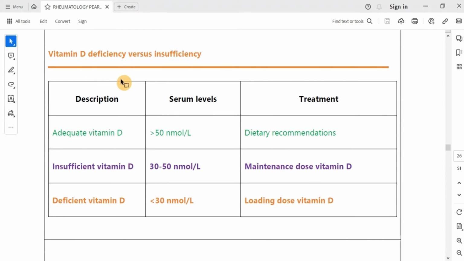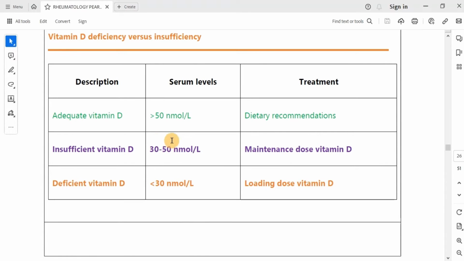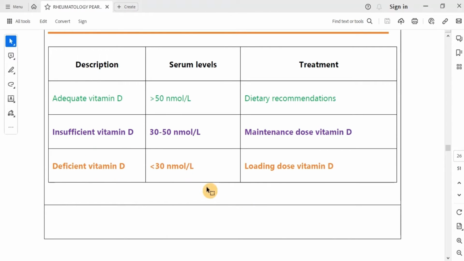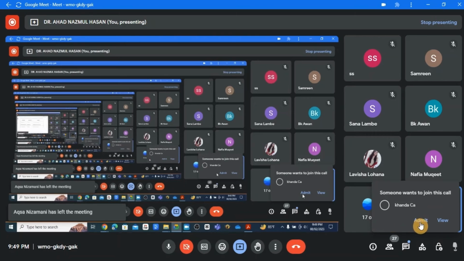So, vitamin D deficiency versus insufficiency. When the serum vitamin D level is greater than 50 nanomole per liter, this points towards adequate vitamin D, and we can just recommend the patient go for dietary measures. When the level is between 30 to 50, this indicates insufficient vitamin D, and we need to go for the maintenance dose of vitamin D. And deficient vitamin D is when the level is less than 30 nanomole per liter, and we usually need the loading dose of vitamin D in deficient cases.